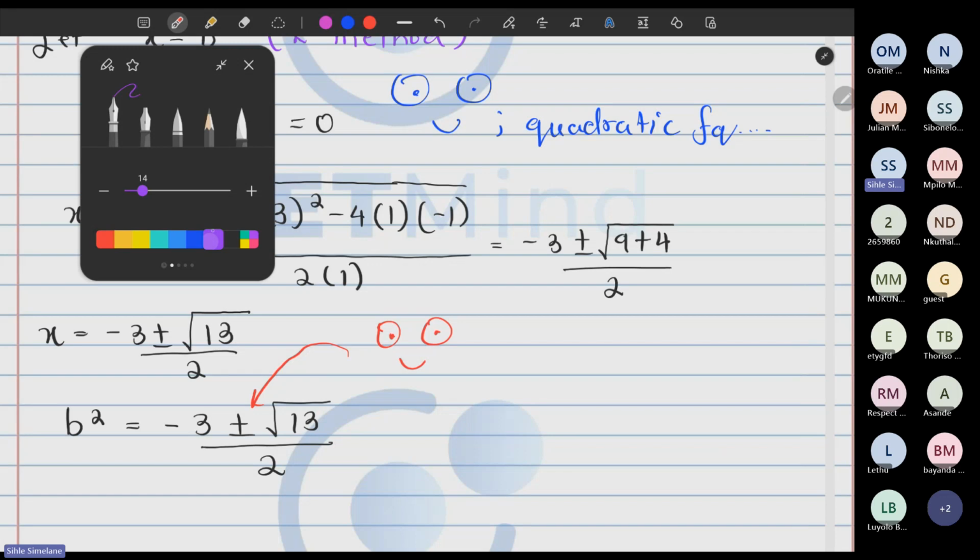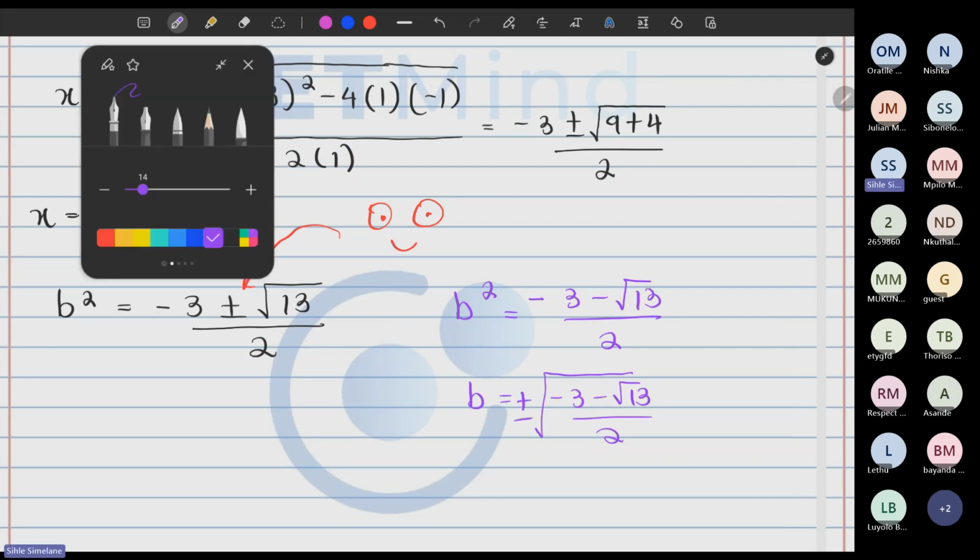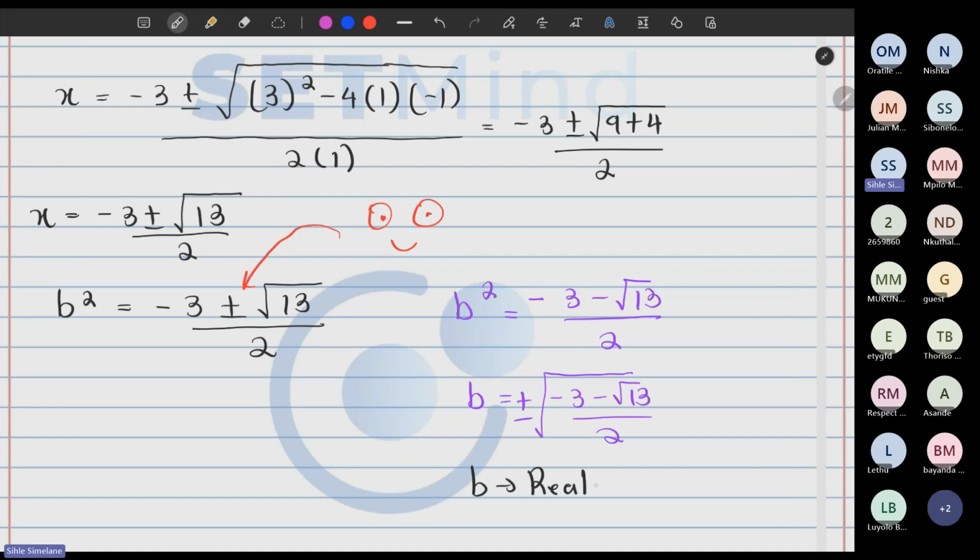If I go with the minus there, I will have negative 3 minus the square root of 13 over 2. And remember that this would be equal to your B squared, which means when you take your square root, you will take the square root of a negative number. And remember that we said B is a real number. So these negatives, this negative and that negative, will result in a negative number inside the square root as a whole, which means B becomes complex. So here we'll have a complex B, and this should not be the case.